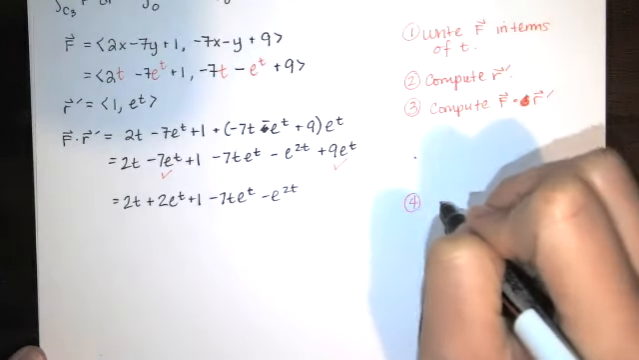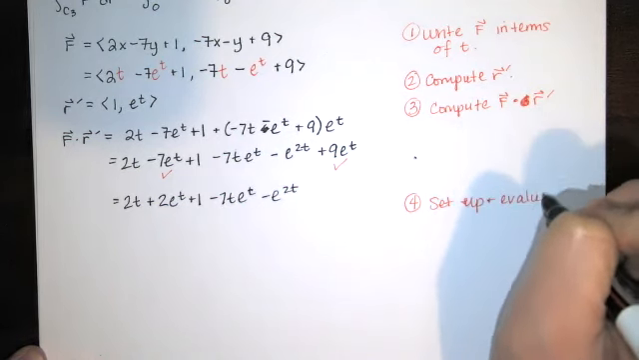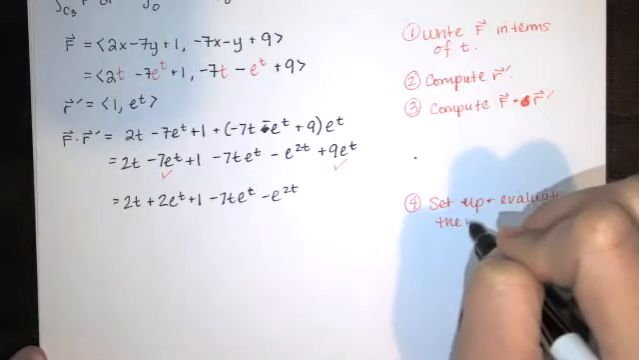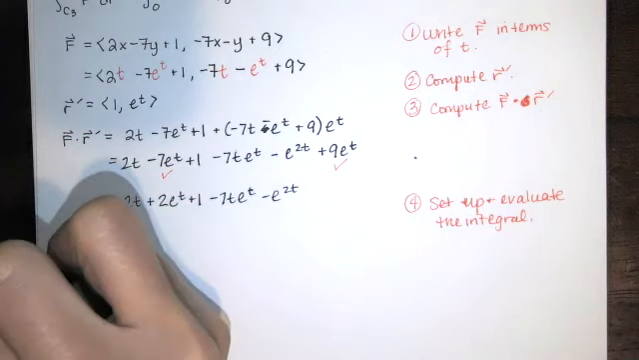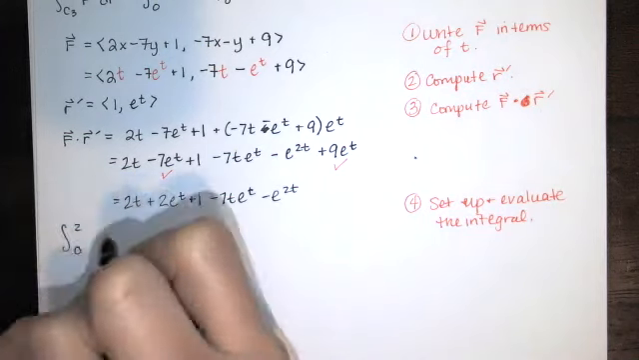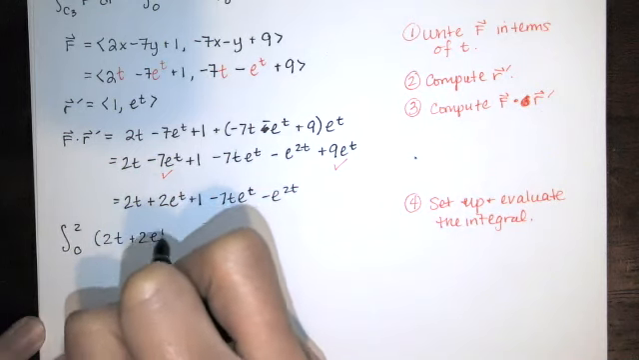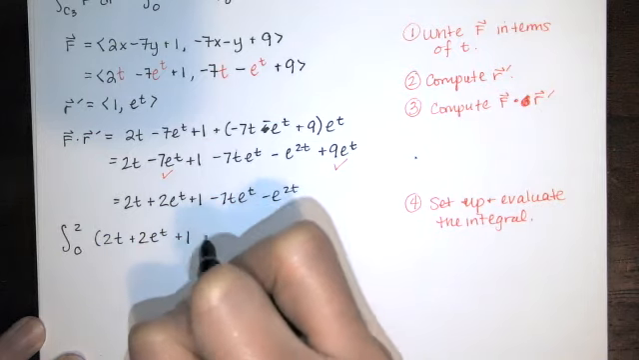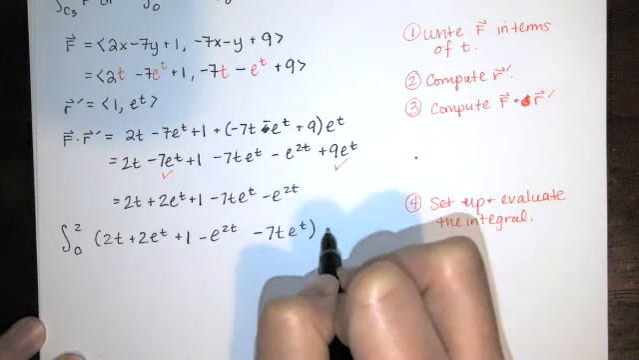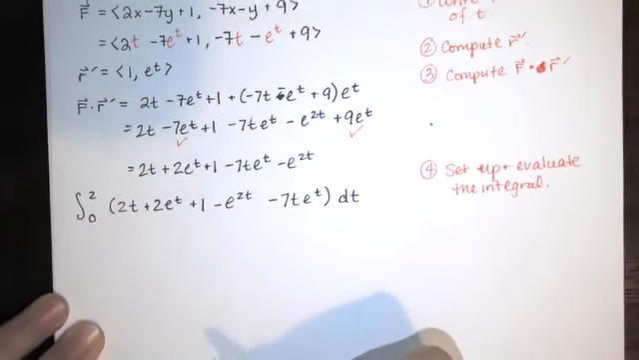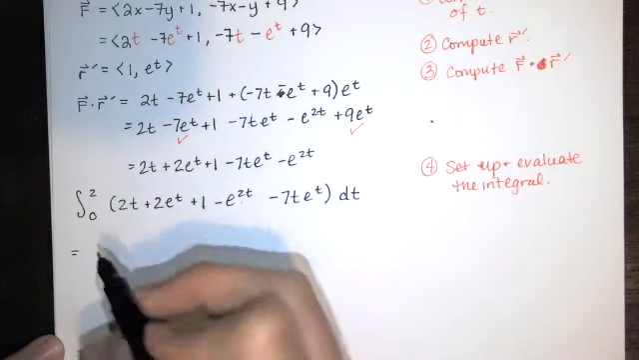Now we will set up and evaluate the line integral. And we should get exactly the same answer that we got using the other method. So we'll have the integral from 0 to 2 of this. And I think I will include all the terms that are easy to handle first over here. And then I'll leave the negative 7t e to the t for a separate integral, because we'll use integration by parts for that. So let's evaluate the integral of each of these pieces first.